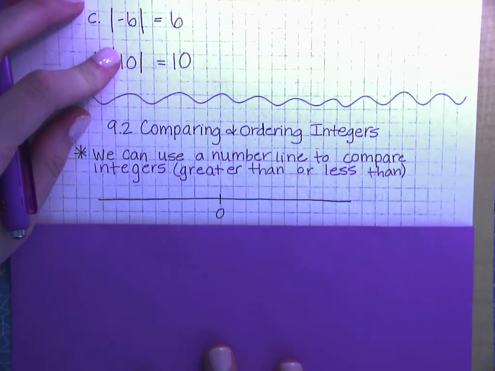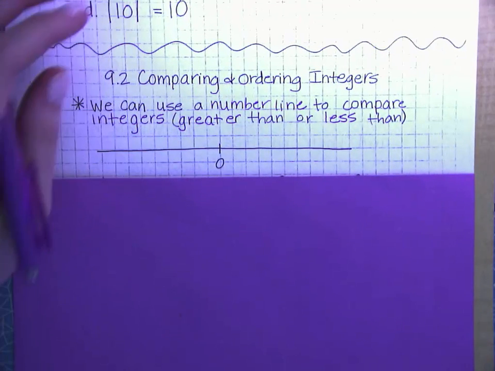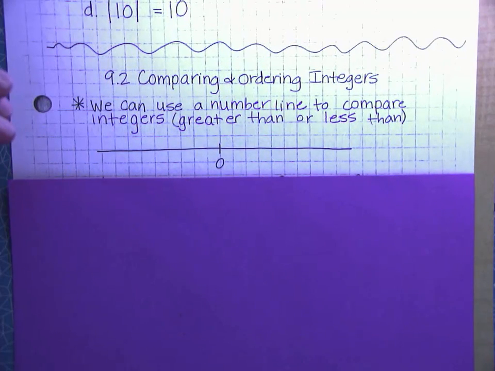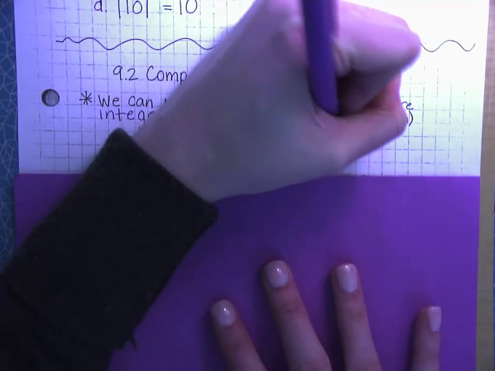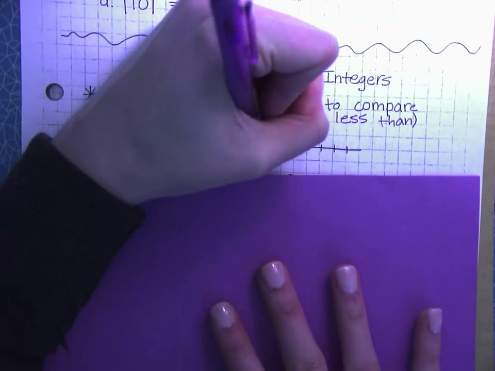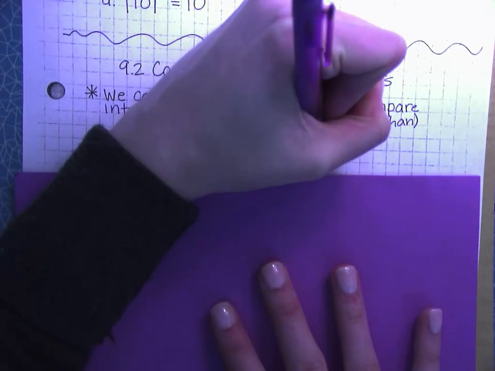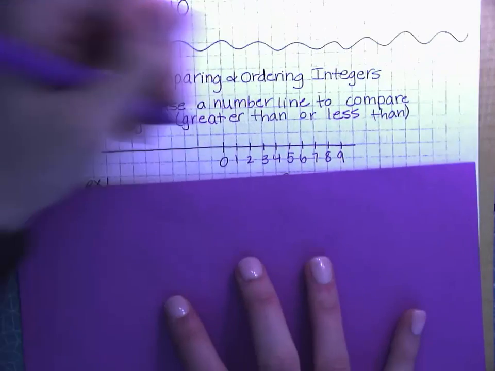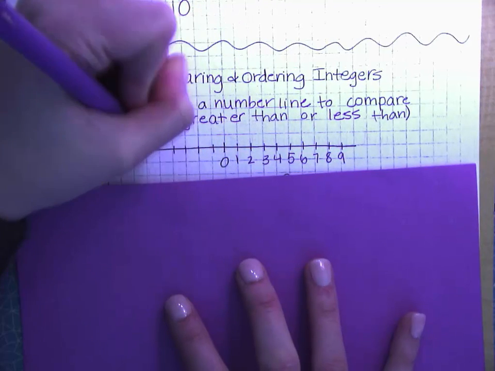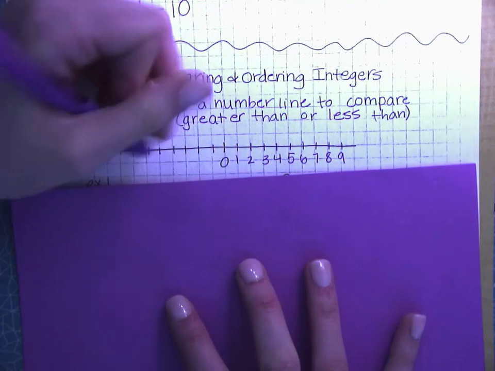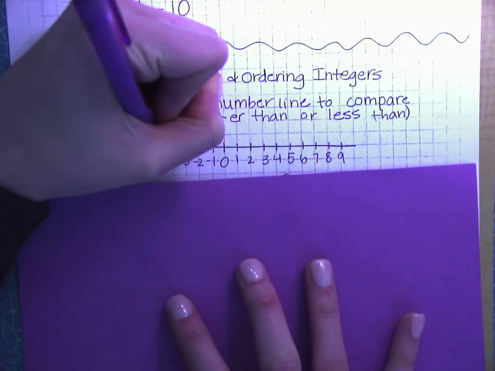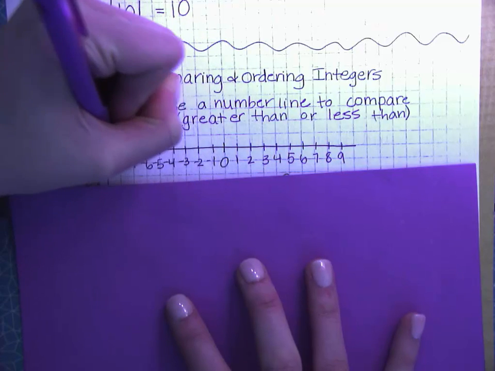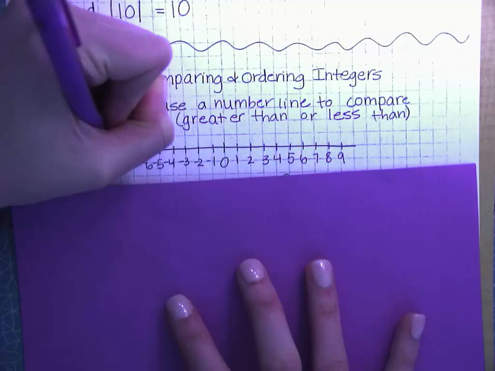Okay, so looking at this number line, let's go ahead and label it, and we can use it to compare our integers. So on the right, what are we going to have? Positive numbers. They're going to be all positive. And on the left, they're all going to be negative. Why are they all negative? Because they're lower than 0. They're less than 0. Good.